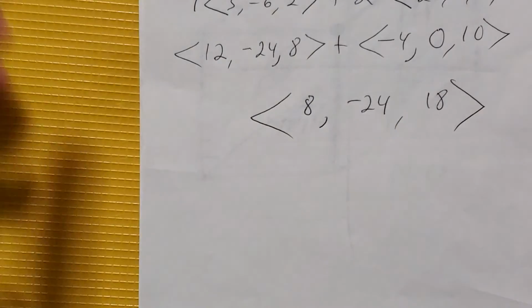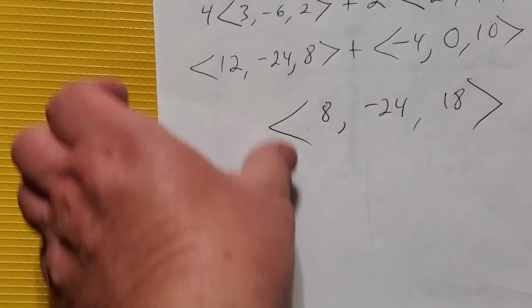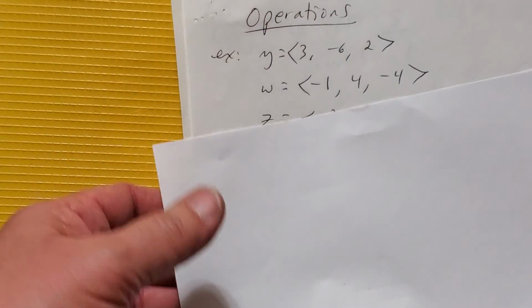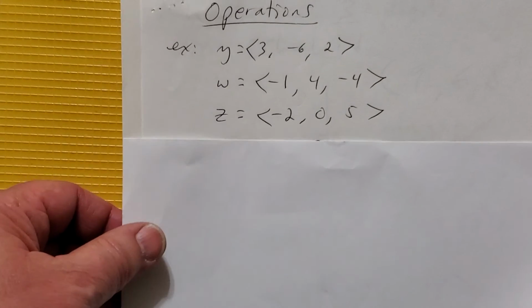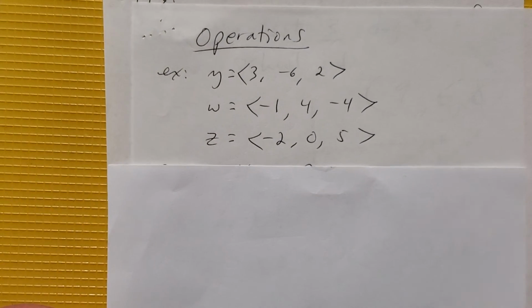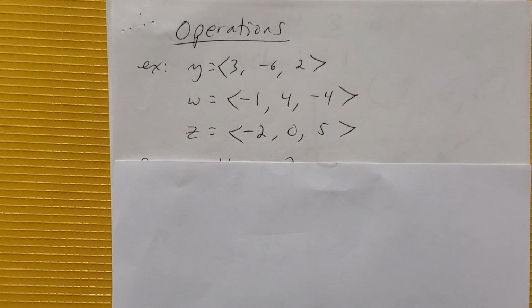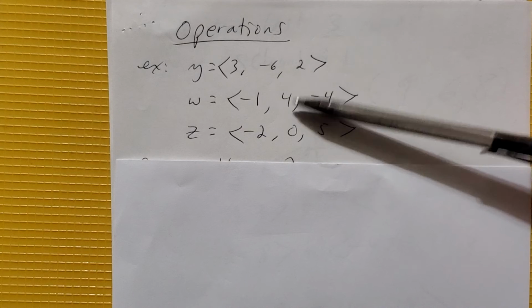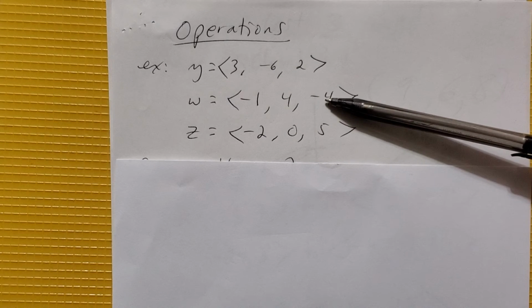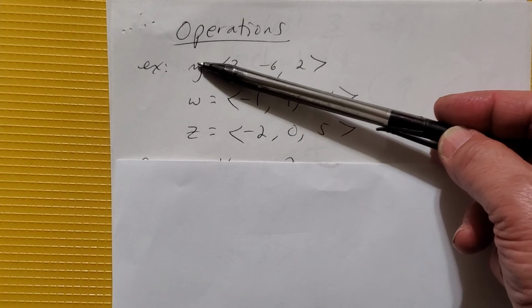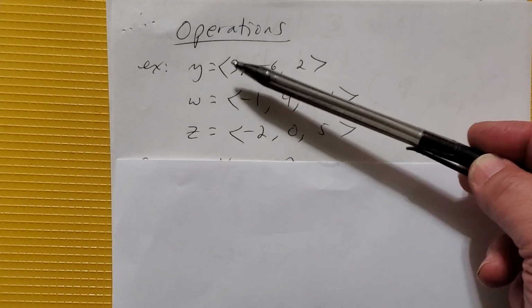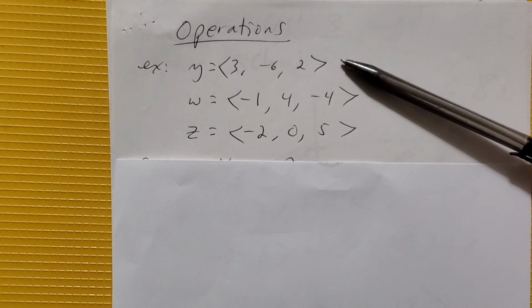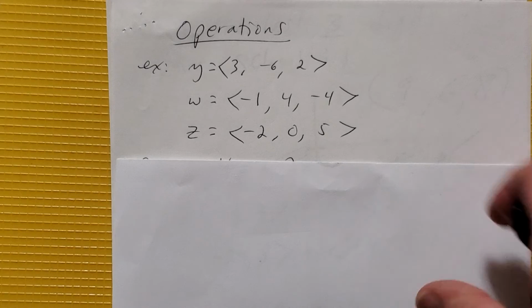Lastly, and this is also intuitive, meaning it makes sense. You don't have to memorize anything. Operations: adding, subtracting, multiplying, dividing, etc. Exactly what you think. So if I wanted to add these two, you add the first numbers, add the second numbers, add the third numbers. If I want to add 2y plus w, then 2 times everything in there, then add it to here. Here are some examples.